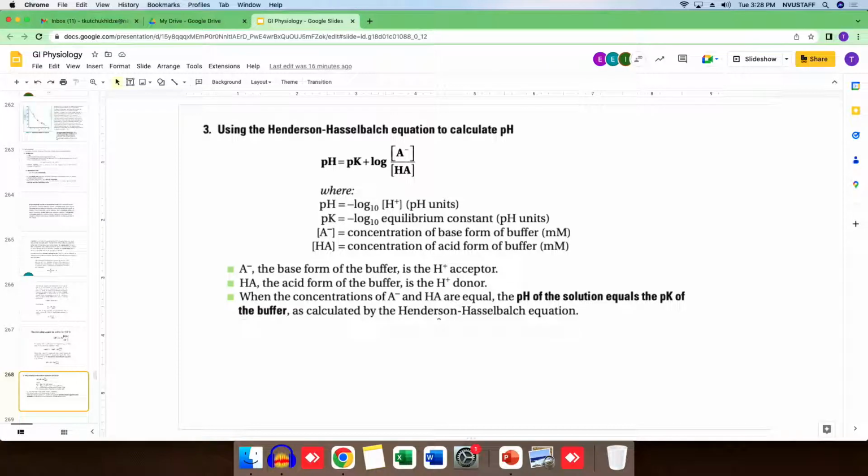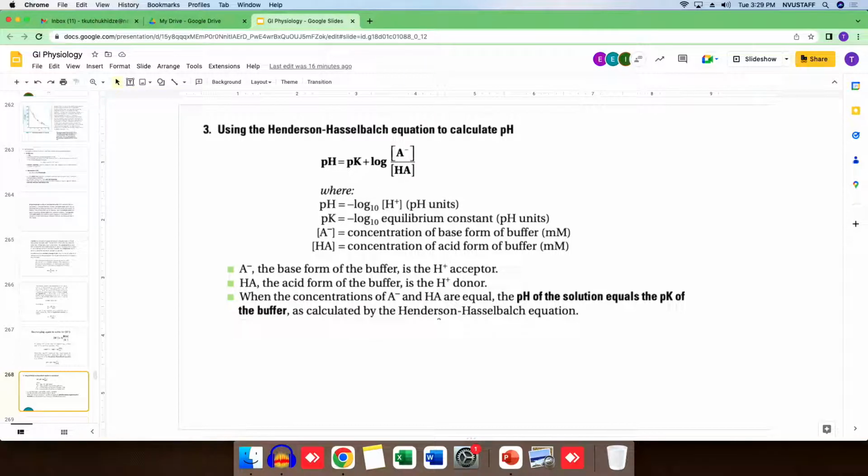So we have the Henderson-Hasselbalch equation. Judging from it, pH is the logarithm of ten, and K is the equilibrium constant, but whenever we are talking about pKa, it is already the dissociation constant. A minus concentration is the base form of the buffer, and HA is the acid form. What does A minus mean? It is the acceptor for the H pluses, and HA is the H plus donor.